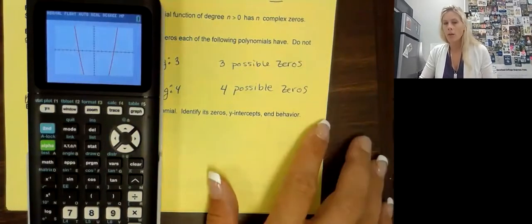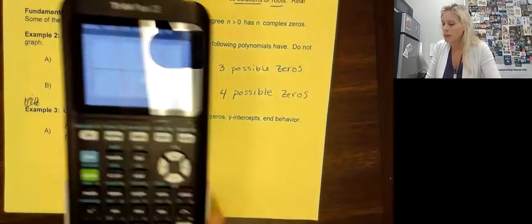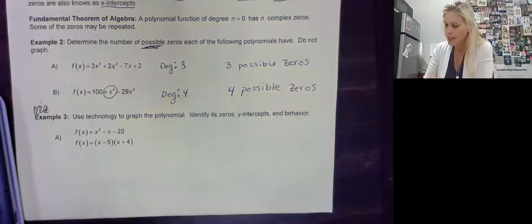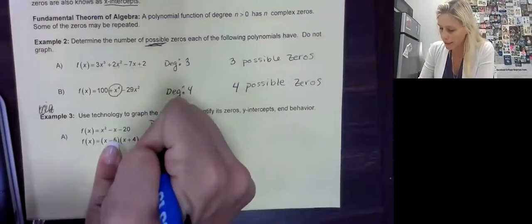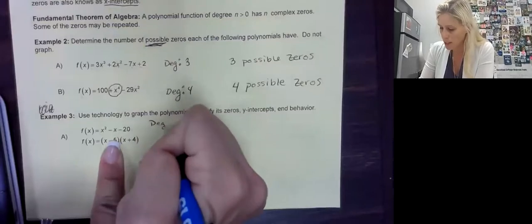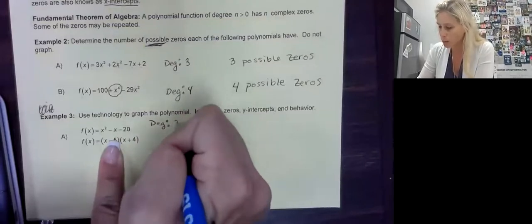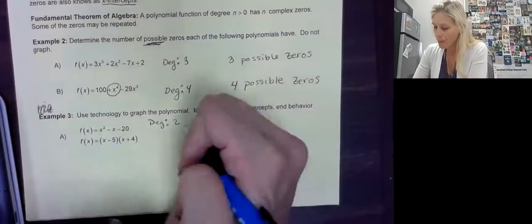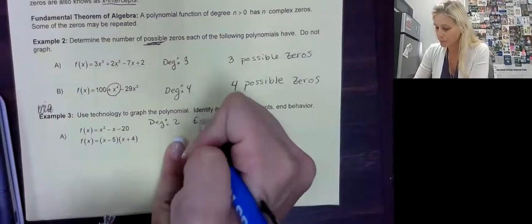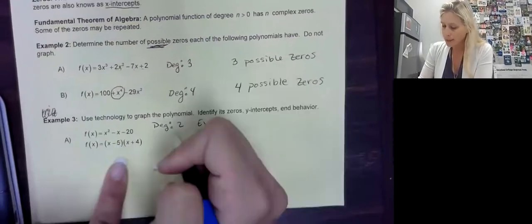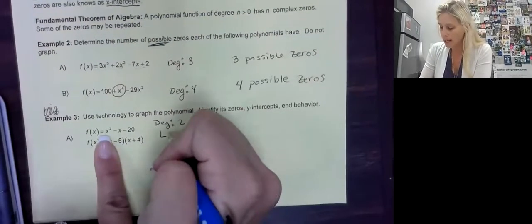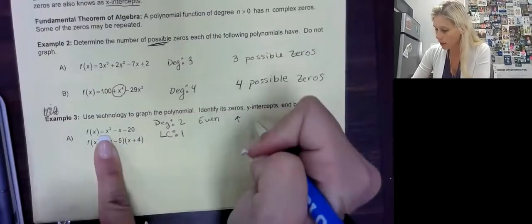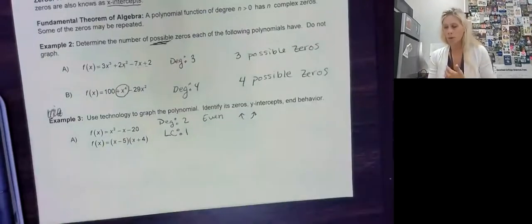Okay, so first of all, let's do a little analyzation before we get to this calculator. If we talk about this degree, what is the highest exponent? The highest exponent is 2, which means there are 2 possible zeros. And it's even. The leading coefficient, as you can see, is 1. So that means our end behavior is the same and they're both up.